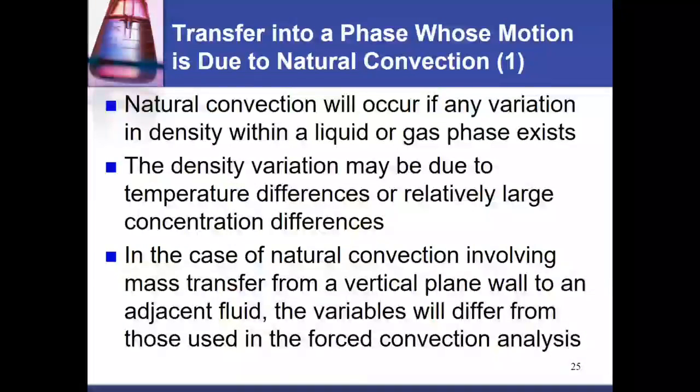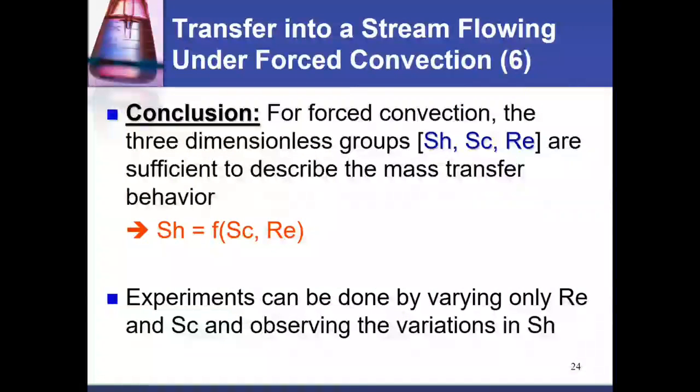Now for the second scenario, the natural convection. Yes. How did you conclude that the Sherwood is the main one and the other two depend on it? No, listen to me carefully. I said you can say that Schmidt number is a function of Sherwood number and Reynolds number, or Reynolds number is a function of Sherwood number and Schmidt number. You can put the relationship as you want.